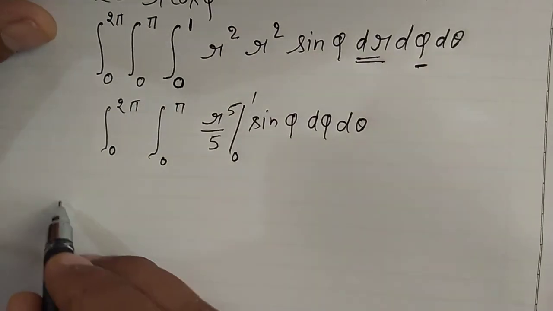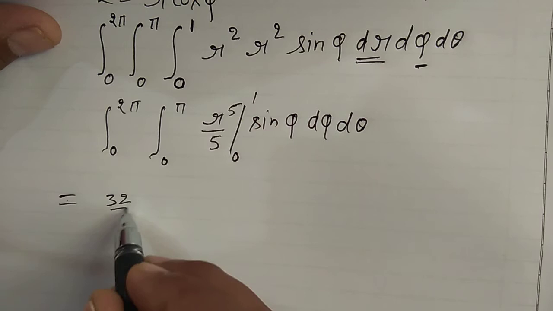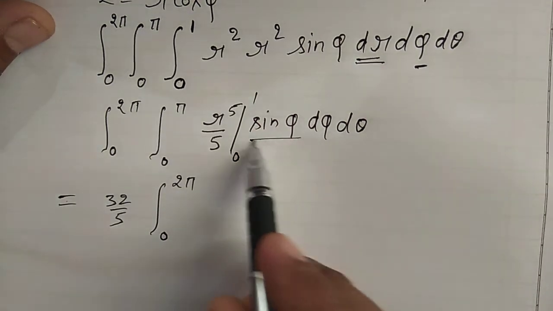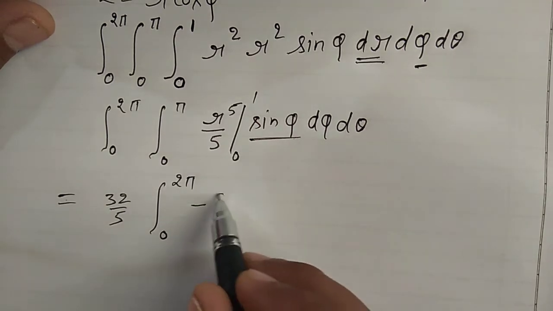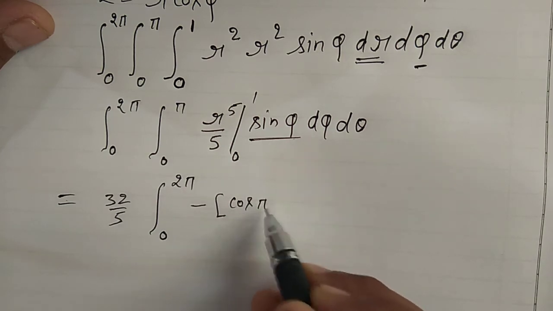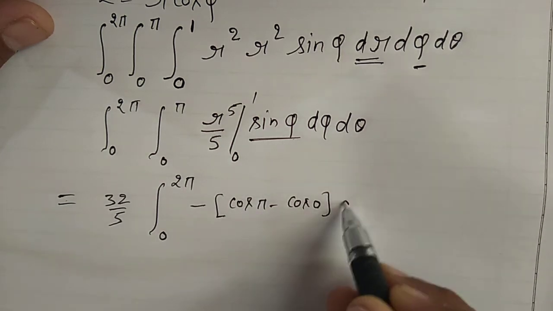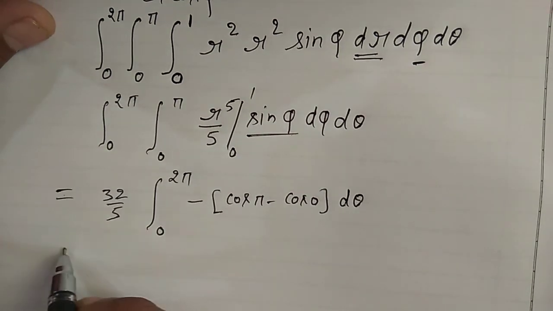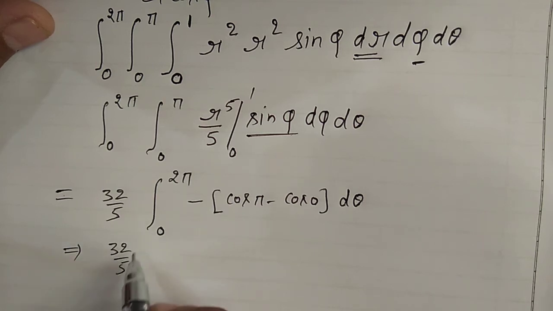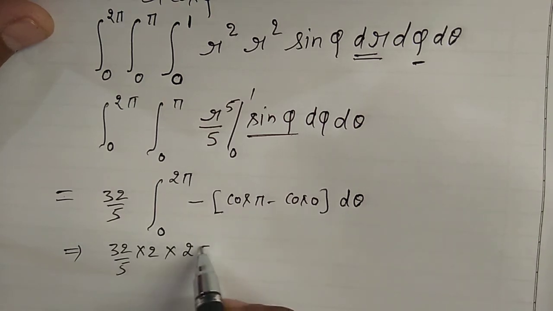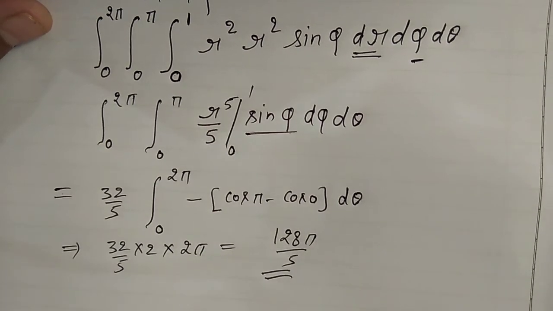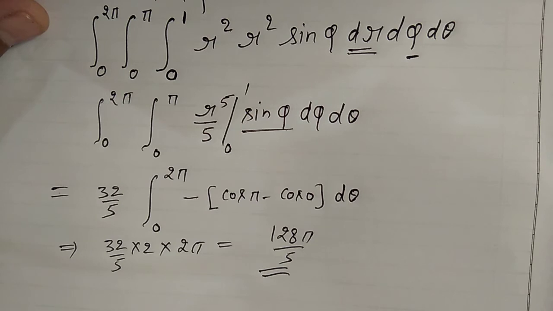So this will be 1 by 5, 0 to 2 pi, and the integration of sin phi will be minus cos phi. So minus cos phi with limit 0 to pi, so cos pi minus cos 0, d theta. So this will be minus 2, so 1 by 5 into 2 into 2 pi. So we get the answer 4 pi by 5. So this is the answer for this question.